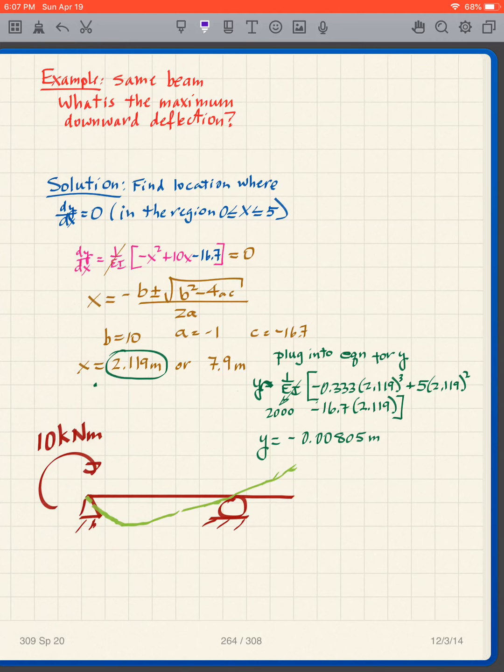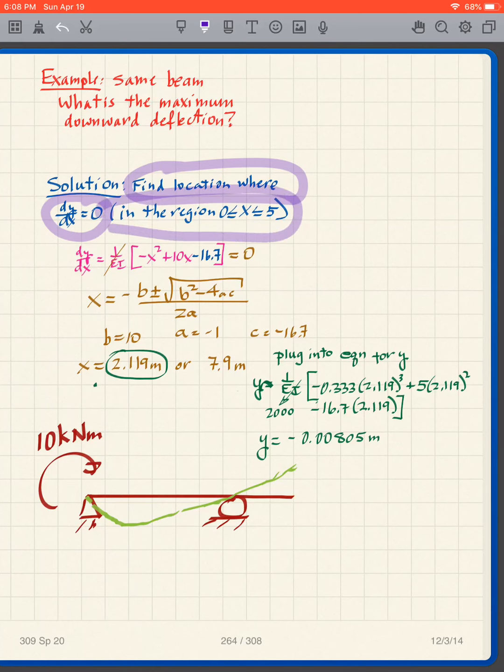I'll take this one step farther. I want to look at the same beam, and I want to find the maximum downward deflection. So same problem, we've already solved for the equations. What I want to do is find the location where dy dx equals 0 in the region between x equals 0 and x equals 5. In other words, we don't know.